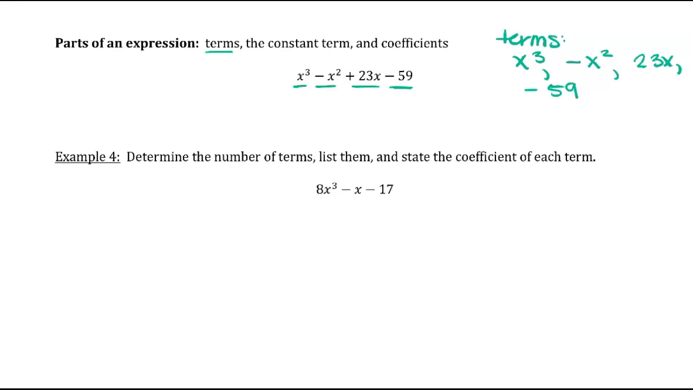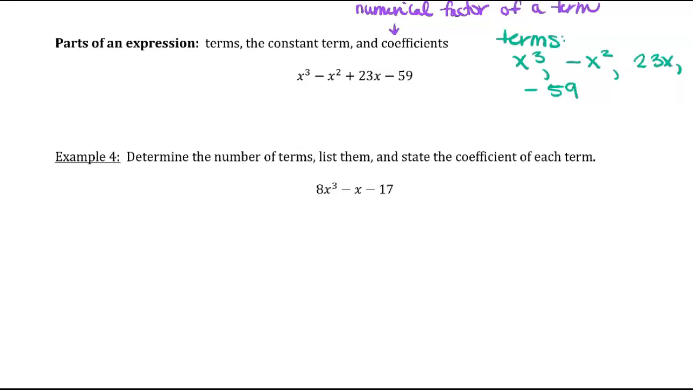Let's talk about the constant term. The constant term is the term that does not have any variables. So in this case, our constant term is -59. Last, let's talk about our coefficients. Coefficients, those are the numerical factors of terms. So the coefficient of a term is the numerical factor of that term.